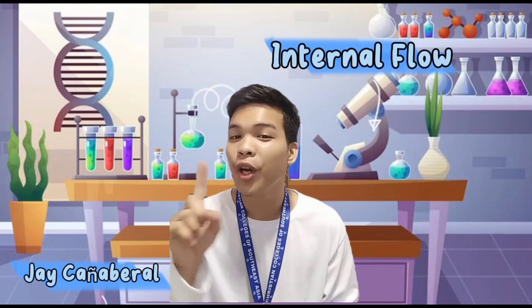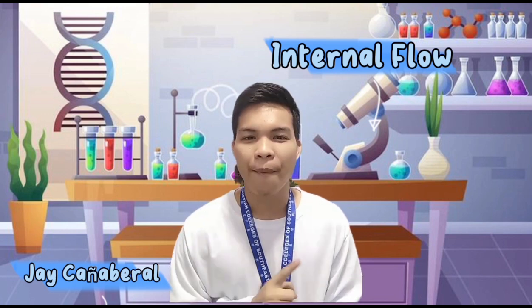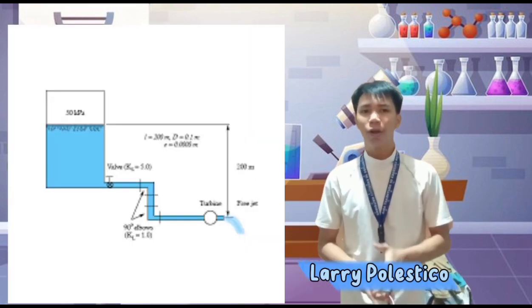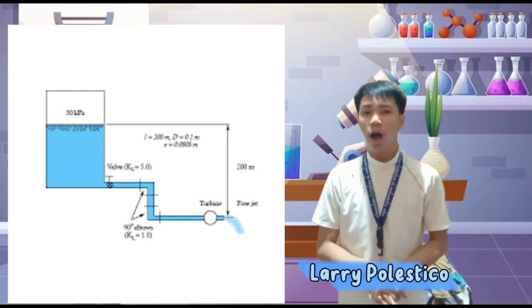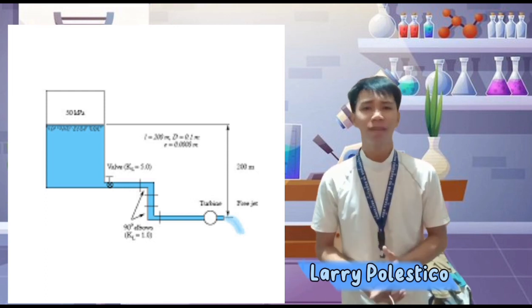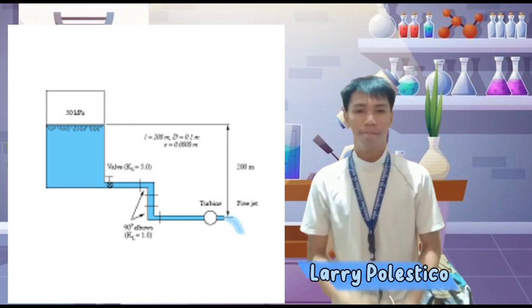Good morning everyone, and today we will be discussing internal flow, especially entrance flow and developed flow. These are important concepts in fluid mechanics. That's right! Entrance flow occurs when fluid enters a pipe or conduit from a larger reservoir. It typically starts with an unsteady flow and gradually transitions into a steady flow called developed flow.